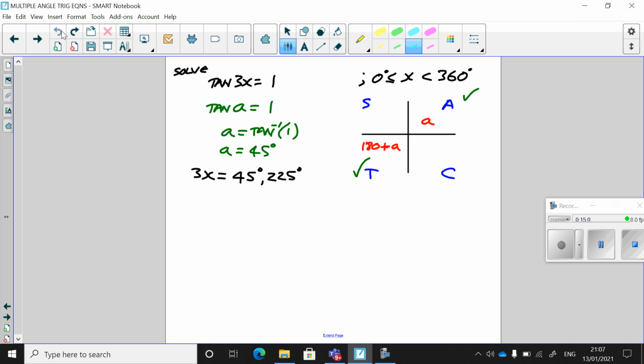But what I'm going to do here, I need to isolate x. So I've got 3x equals 45 and 225. So I'm going to divide both of them by 3. That will get me x on its own. So 45 divided by 3 and 225 divided by 3. So x is 15 and 225 divided by 3 is 75. That's sort of my two working answers I'm going to go for here.